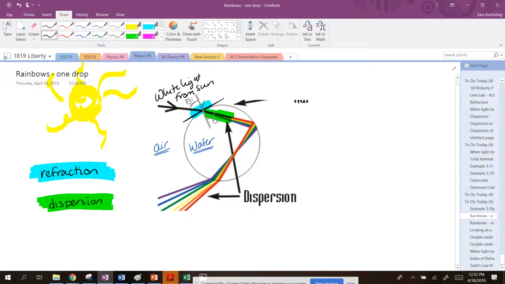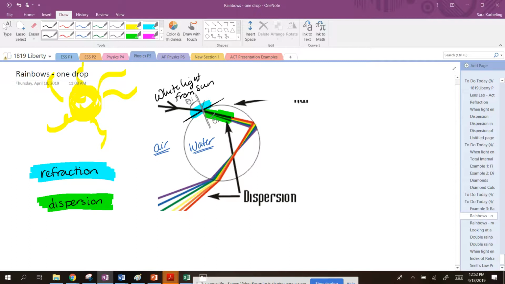Okay. So you got that white light from the sun. It comes in and it starts to split up into all of the colors. Red, orange, yellow, green, blue, indigo, violet. Indigo, maybe not, depending on who you want to talk to. Okay. But regardless, that light is going to come over to here.